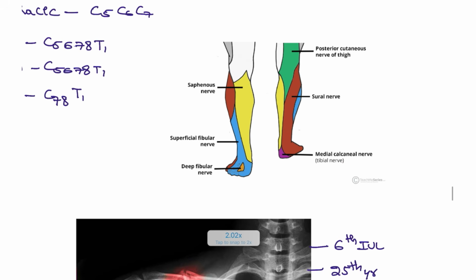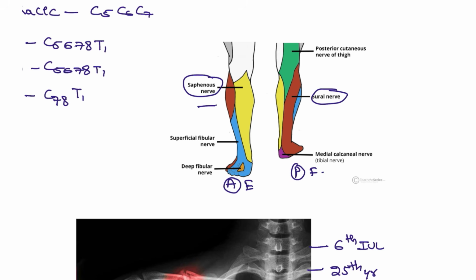So the nerves, coming to that. This is the anterior, this is the posterior. We can say this is mostly the extensor side, this is the flexor. How the nerves are important. On the anterior, the medial 1/3 will be supplied by the saphenous nerve, and in the posterior, 1/3 will be supplied by the sural nerve.